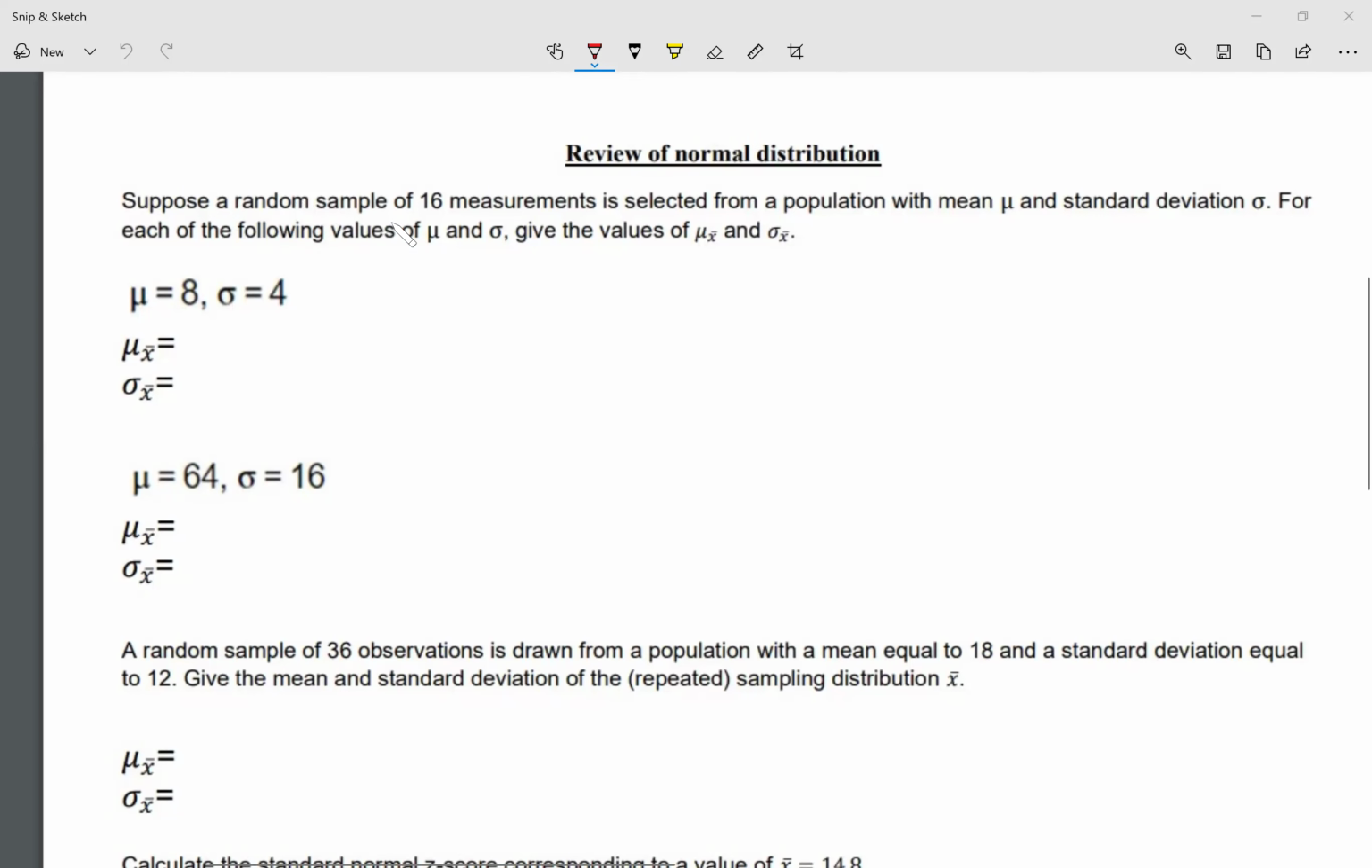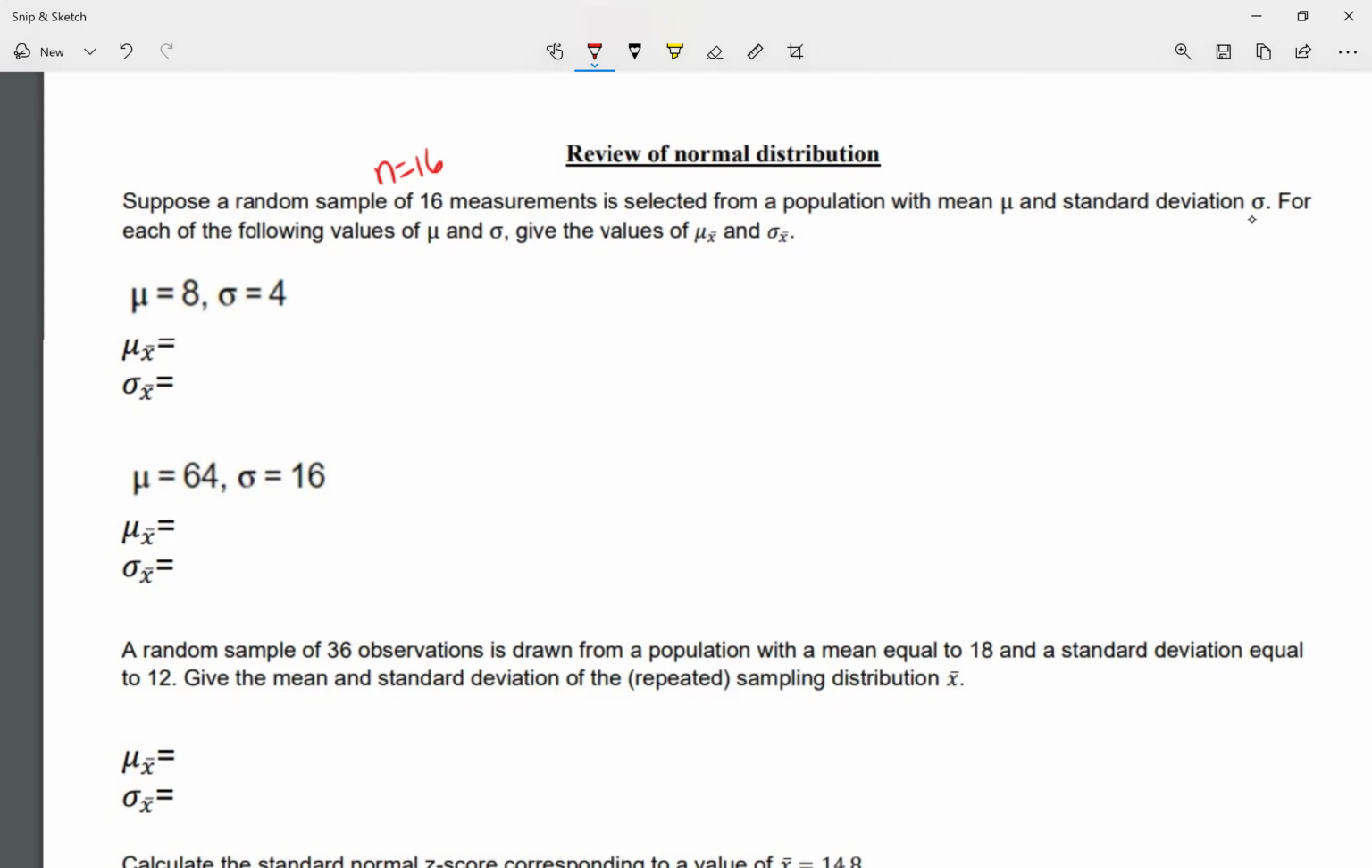It says, suppose a random sample of 16 measurements is selected from a population with a mean mu and the standard deviation sigma. Okay, so I'm going to use, again, the Greek letters. Mu is our mean and sigma is standard deviation. Now, our measurement is 16. I have no idea how big my population is. However, my sample is 16. Let me just say it: n is equal to 16, right?